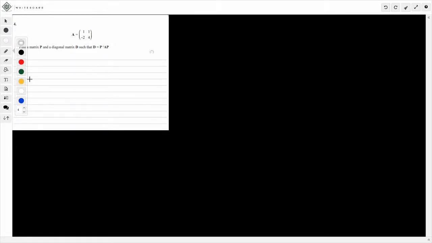So this is question 4 from the June 2018 Further Pure Maths 2 paper for Edexcel. We have a matrix given here as A, which is 1, 1, minus 2, and 4. We have to find a matrix P and a diagonal matrix D such that D is equal to P inverse times A times P. It's 7 marks, so quite a lot of marks. So let's have a go at tackling this.